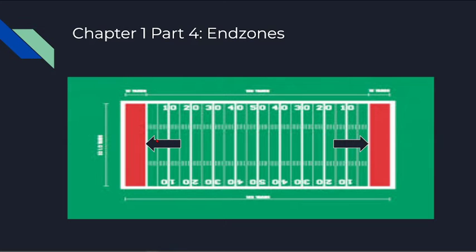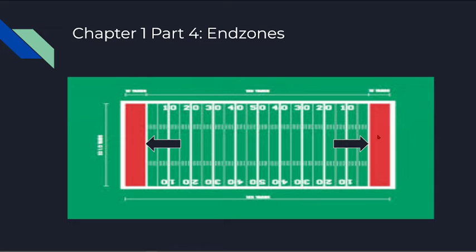End zones. This is how you score a touchdown or a safety. A touchdown is when the offense, which has the ball and has a person with the ball, brings it to the end zone. That is how you score a touchdown.